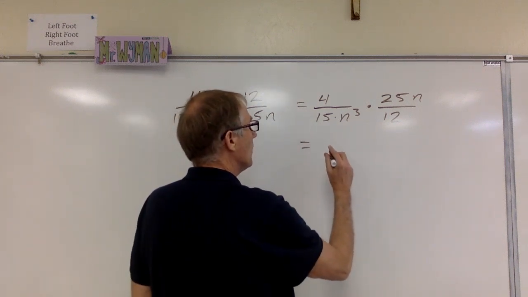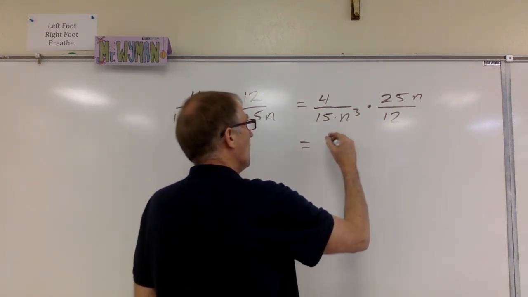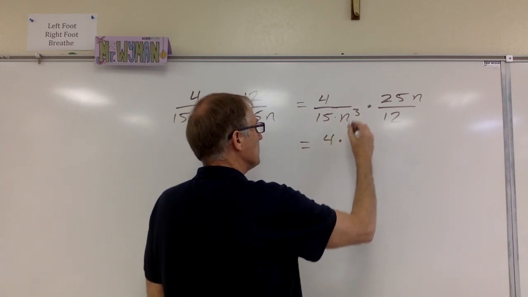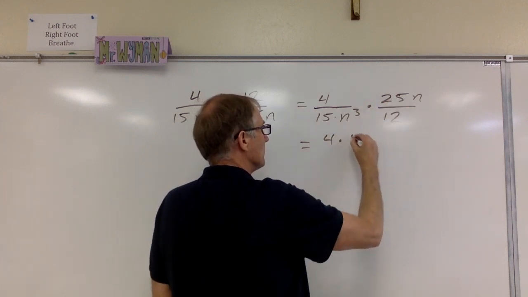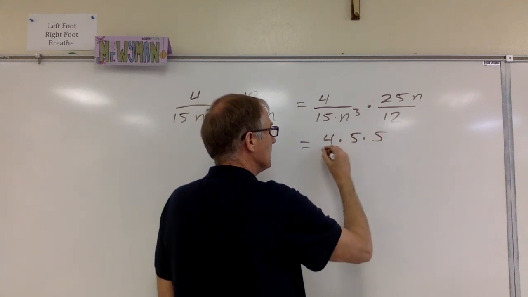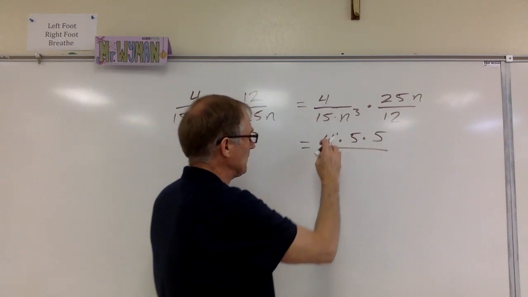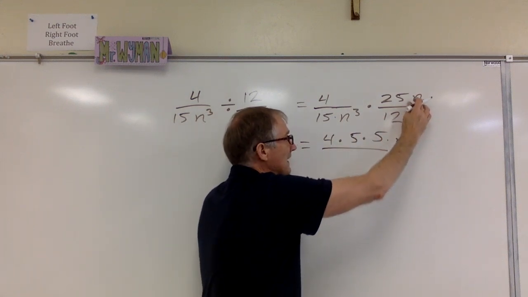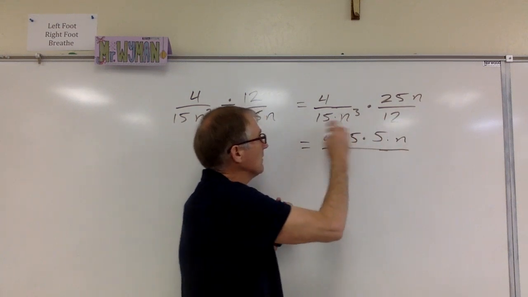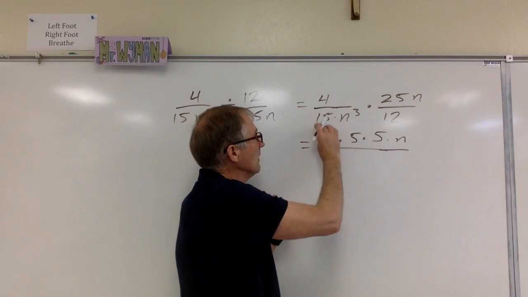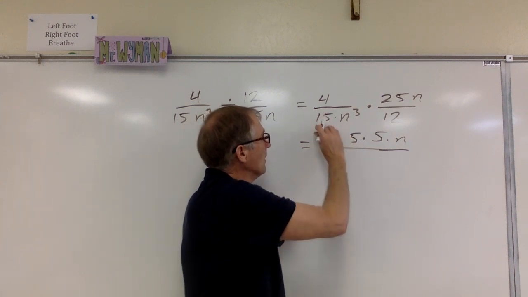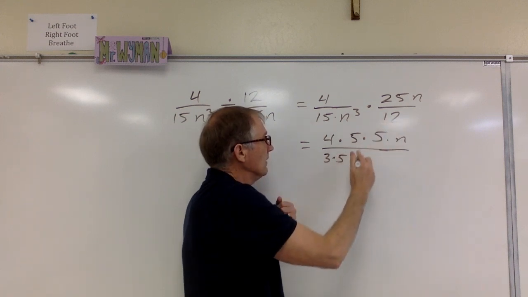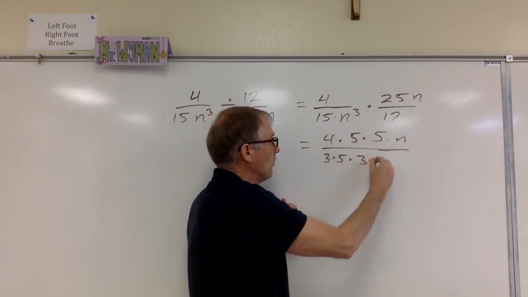All right, so the numerator is going to be 4 times 5 times 5. I know that it should be 2 times 2, but I'm going to leave it as a 4 just because I see where I'm going. Times n. There's that n right there. And in the denominator, this is going to be 3 times 5. And here, the 12 is going to be 3 times 4.